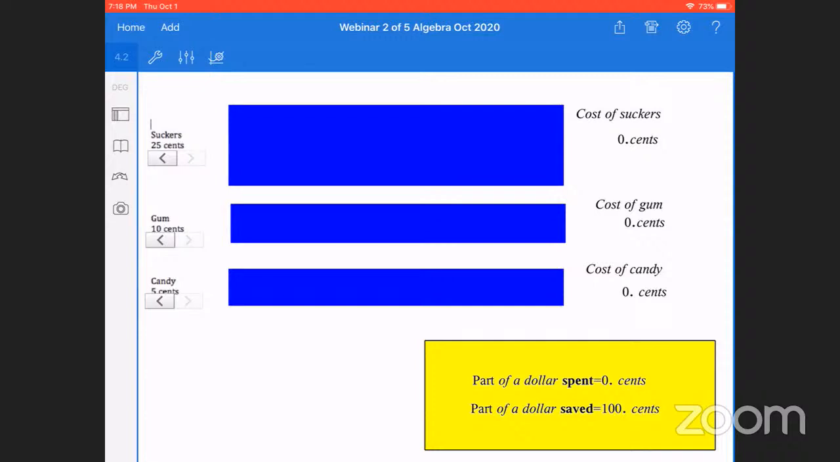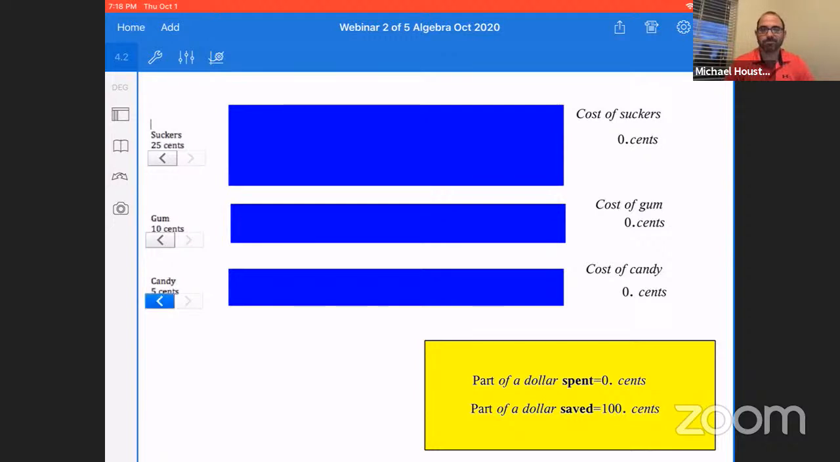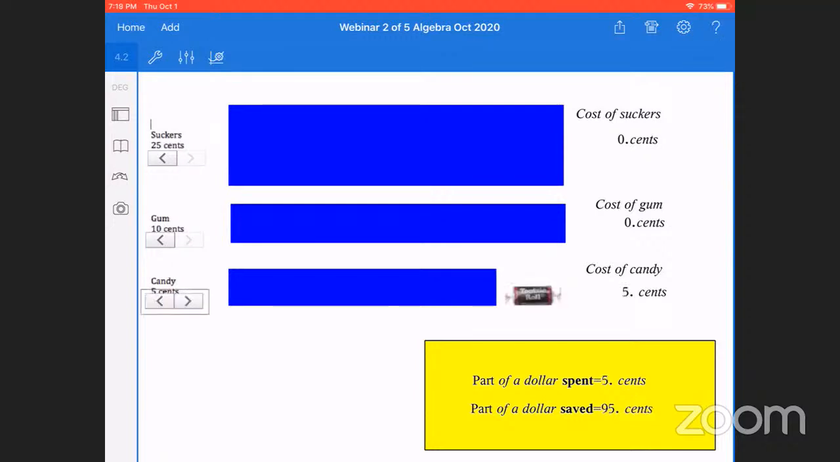I would talk to the students by starting, what if I only had a nickel? What if I only had 5 cents? So Mike, what could I buy if I only had 5 cents? If you only had 5 cents, suckers are 25 cents, so those are out. Gum, 10 cents, that's out. So you could just buy one Tootsie Roll, one piece of candy. Excellent. So I would click that left arrow again, and it would reveal the Tootsie Roll that is 5 cents. And look back at that yellow box again. You've spent 5 cents, but you saved 95 cents. If you're anything like me, that just means I have more money to spend, so I want to keep going.